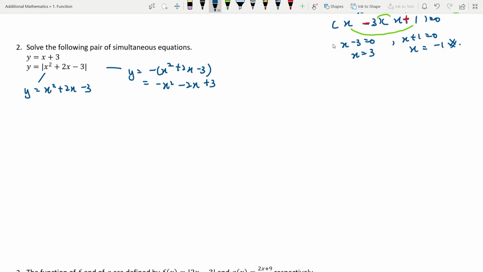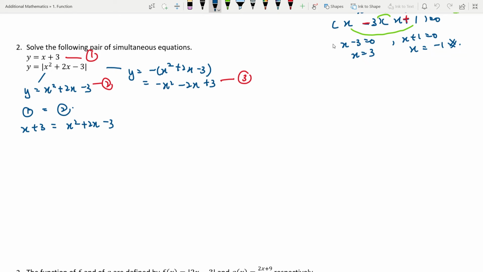Here, we need to do two sets of simultaneous equation. The first one is equation 1 and equation 2, the first set. And the second one will be equation 1 and equation 3. So the first one, equation 1 and equation 2, what we can do is we equate them. Equation 1 equal to equation 2. Therefore, y is equal to y, x plus 3 is equal to x squared plus 2x minus 3.